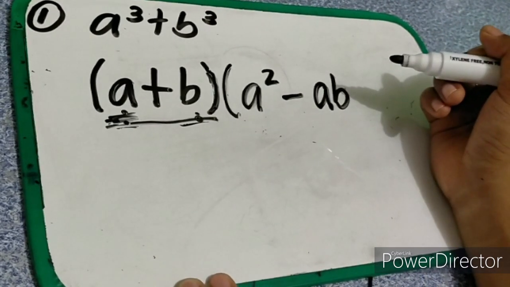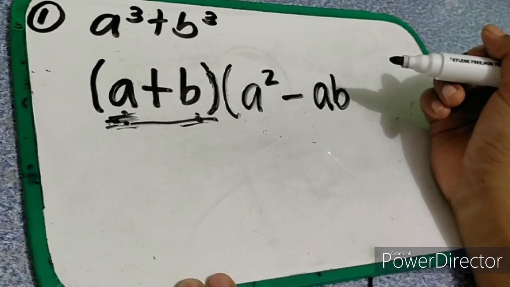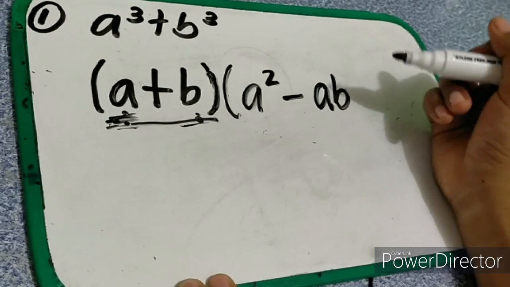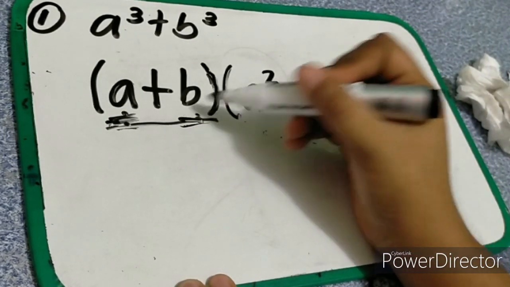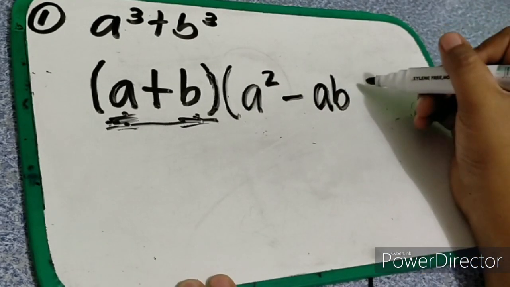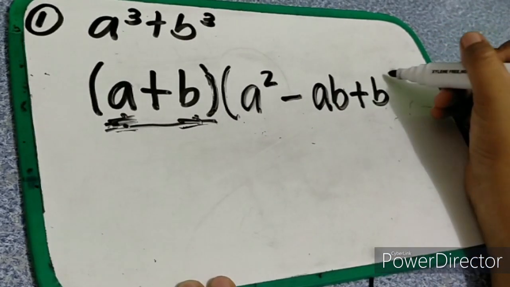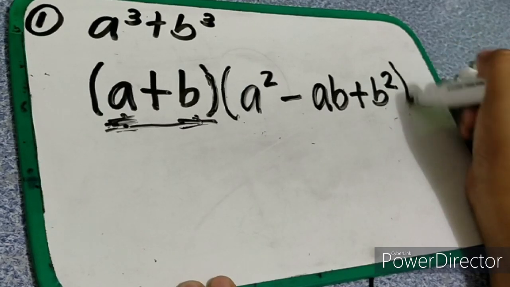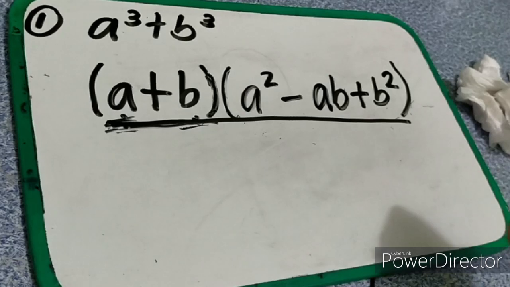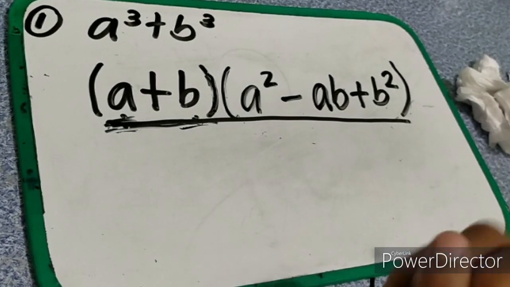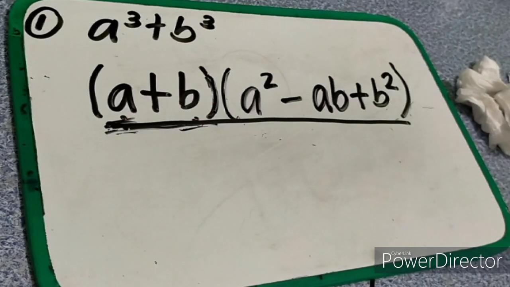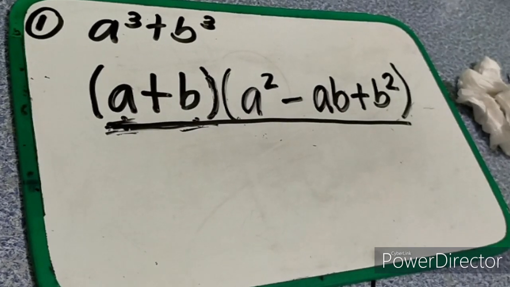Correct? And, of course, the third term is the square of the second term of the binomial factor. Just square this one, or you multiply it by itself. B times b, it is b squared. And this is the factor of a cubed plus b cubed. Do you have any questions? Write it down below. Let's proceed to our second example.